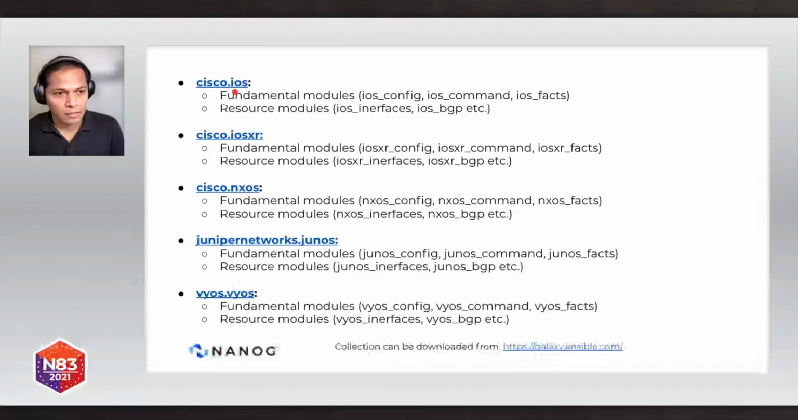Similarly, there are collections for Cisco IOS, Cisco IOS XR, NXOS, Juniper Junos, and VyOS. And the content more or less remains the same. It's just prefixed by the name of the OS that is running. So the naming convention followed here is the name of the vendor, followed by the OS name, and the name of the plugin.